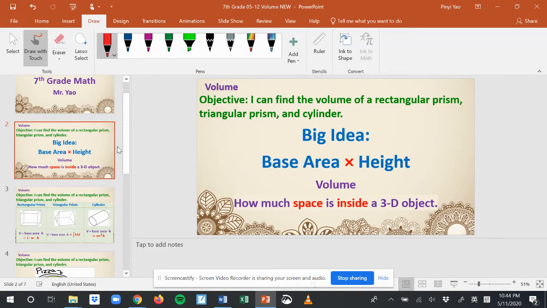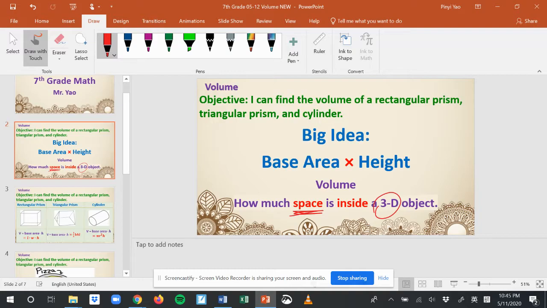Hi students, today we're going to talk about how to find the volume of a rectangular prism, a triangular prism, and a cylinder. So first, the definition of volume. Volume means how much space is inside a three-dimensional object. And a lot of things we see in real life are three-dimensional objects.